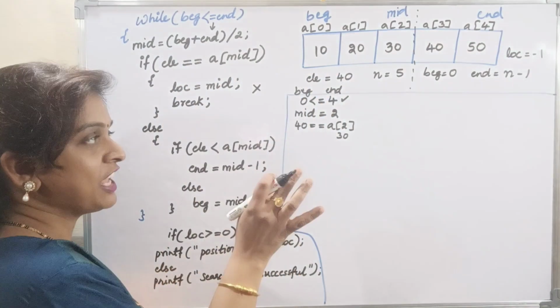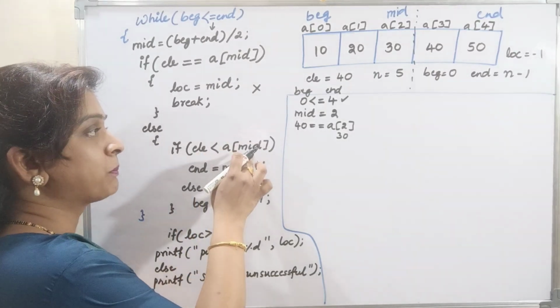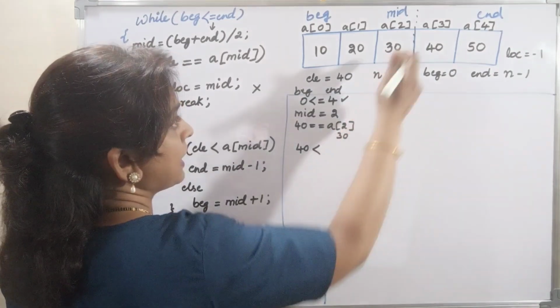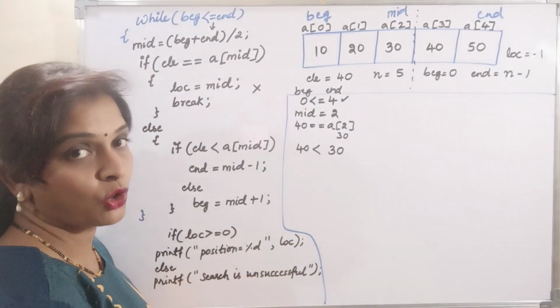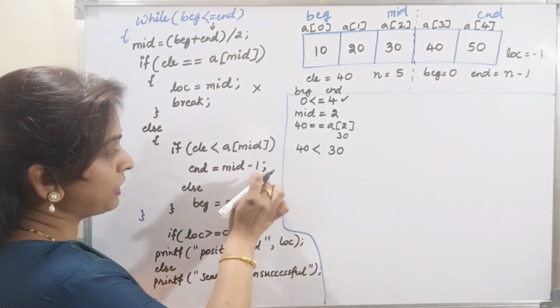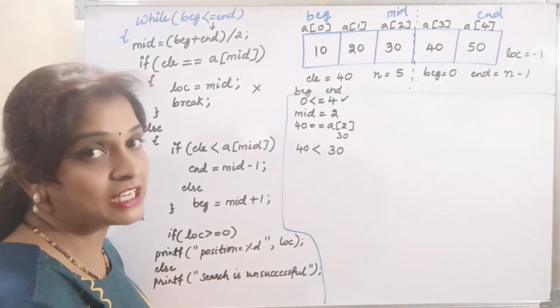Okay, if it is not equal, check whether that element is less than the element in the mid position. Is search element 40 less than the element in the mid position? Is 40 less than 30? No. Condition not satisfied, so this immediate statement will not be executed. If it is not less, it means it is greater.